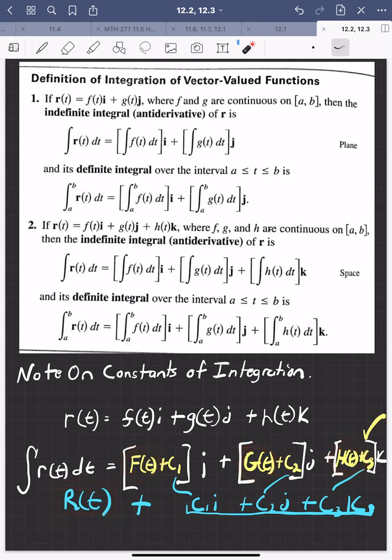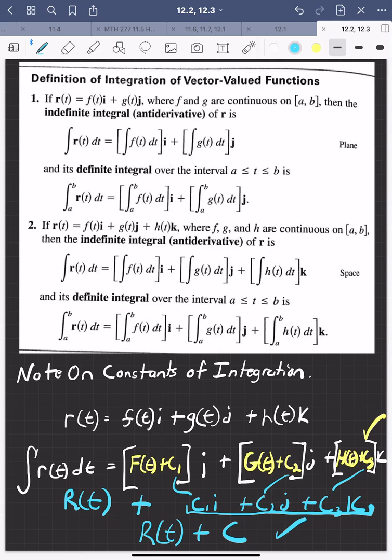So notice you can imagine they just separate the function part from the constant of integration part, and then what they will do is they will just lump all of those constants into one C. So it might look something like this when you look it up in the back of the book.